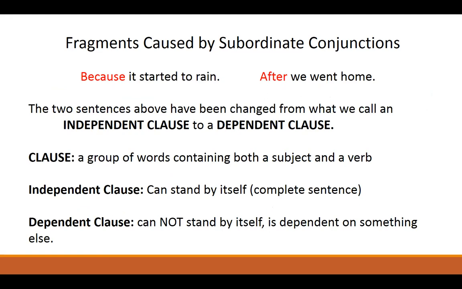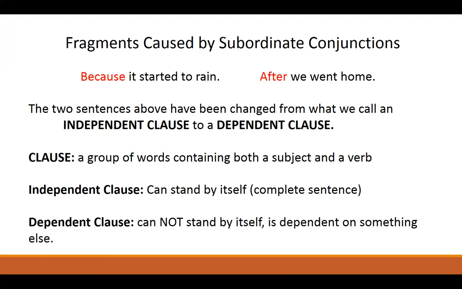So the two sentences have been changed from what we call an independent clause to a dependent clause. And I've got a couple of definitions for you. Basically, a clause is a group of words containing both a subject and a verb. Right? So if you've got, it started to rain and we went home, that's a clause. Because it started to rain after we went home, that's a clause too.